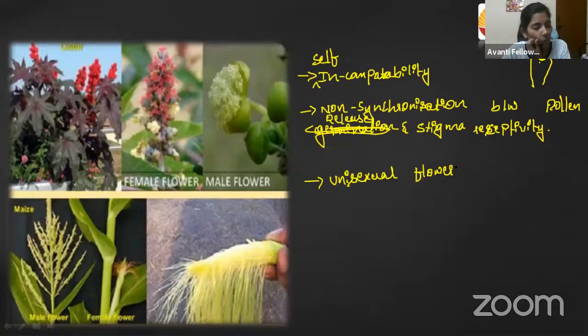So this is all about outbreeding. Any doubts? One, self-incompatibility. Second, non-synchronization between pollen release and stigma receptivity. Third, unisexual flower. So tell me, any doubts? If the plant doesn't want self-fertilization, then the plant produces only unisexual flowers, so that self-pollination will not take place. Understand? Yes or no? Quickly.